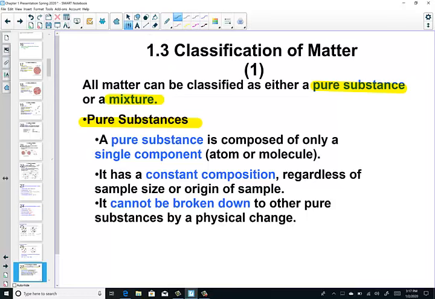A pure substance is composed only of a single component. It has really just an atom or a molecule. It has a constant composition regardless of sample size or the origin of the sample, and it cannot be broken down to any other pure substance by ordinary physical changes. Pure substances are one ingredient, right? They're just one thing.